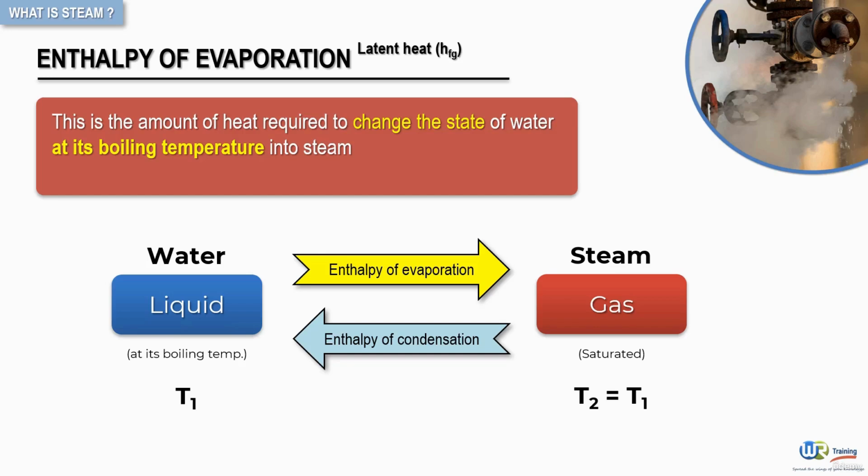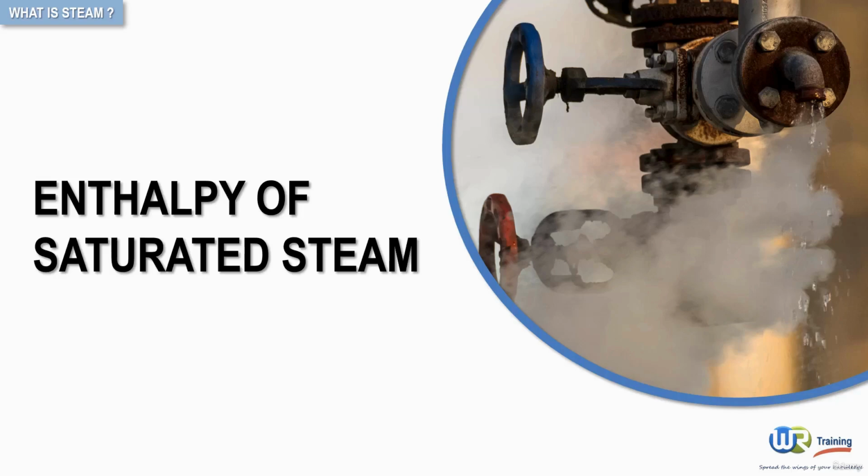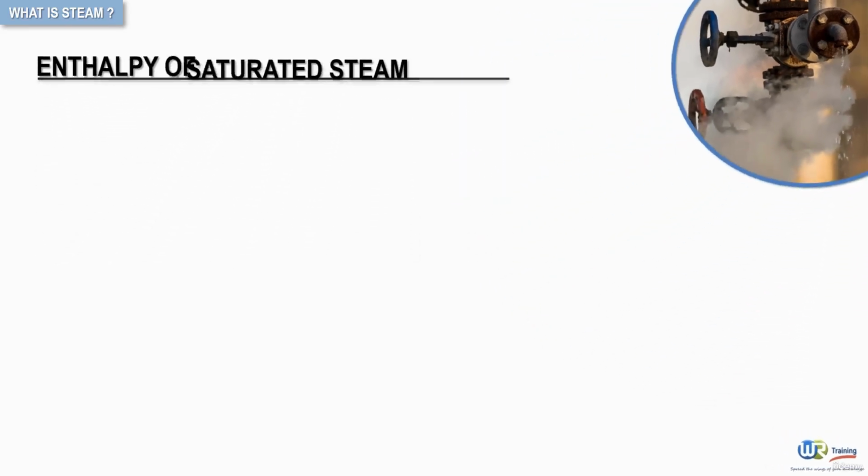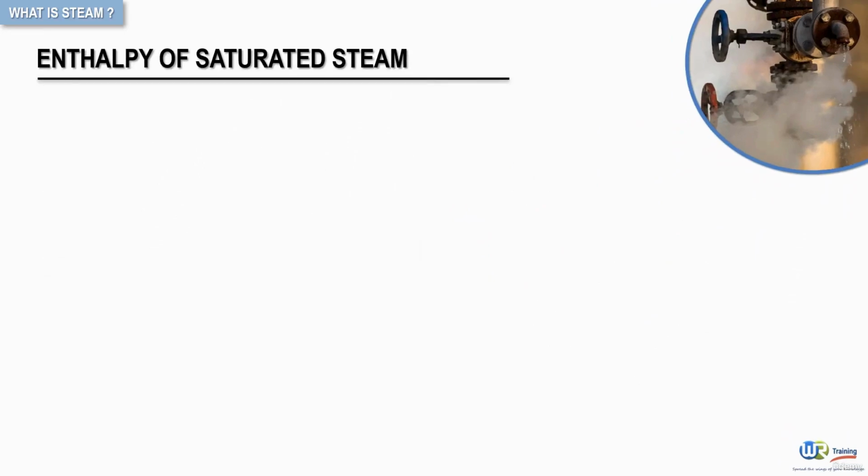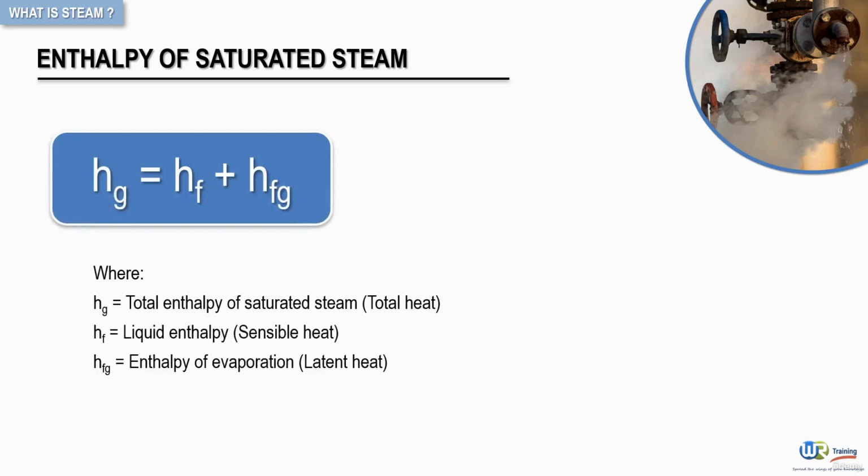This may be regarded as the useful portion of heat in the steam for heating purposes, as it is that portion of the total heat in the steam that is extracted when the steam condenses back to water. The enthalpy of saturated steam is the total energy in saturated steam, and is simply the sum of the enthalpy of water and the enthalpy of evaporation, as seen here.